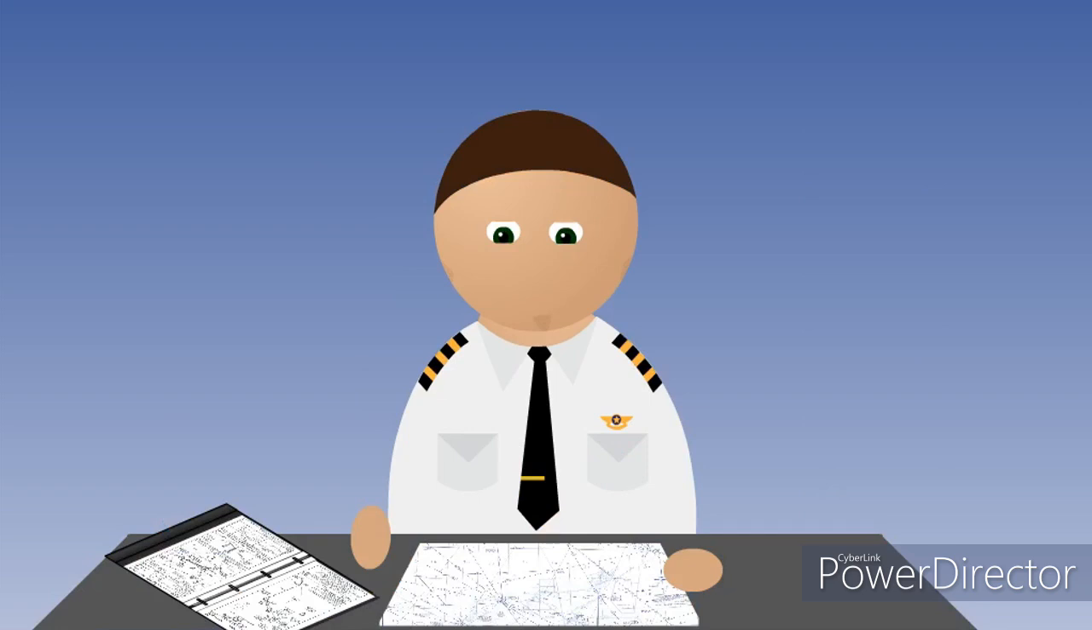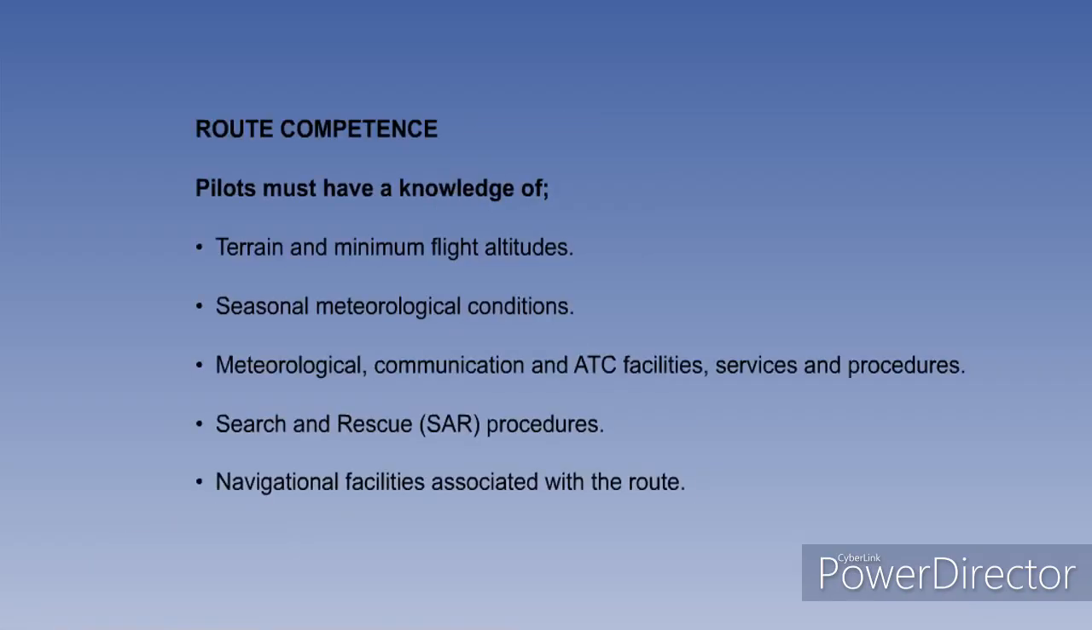Before being allocated duty as a commander or pilot flying (PF), the operator is to ensure that the pilot has adequate knowledge of the route to be flown, procedures, facilities, and of all aerodromes to be used, including alternates. The period of validity of competence is 12 months, and the 3-month rule applies. The route competence knowledge required for a commander or PF is listed on screen.